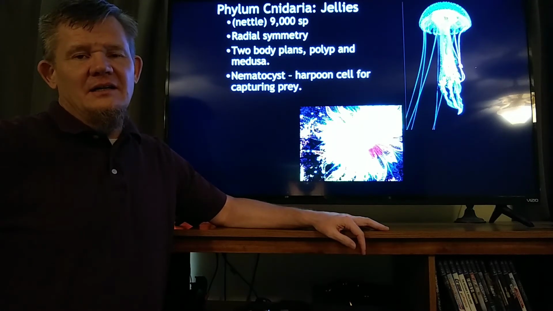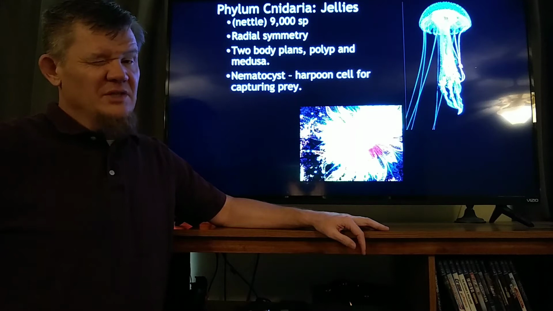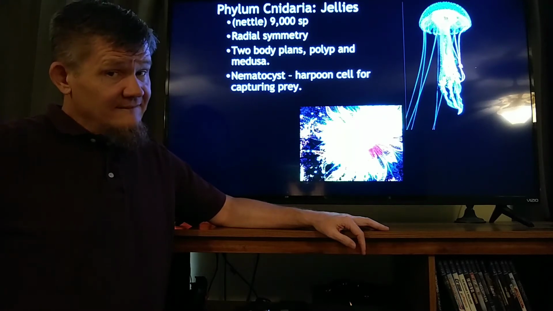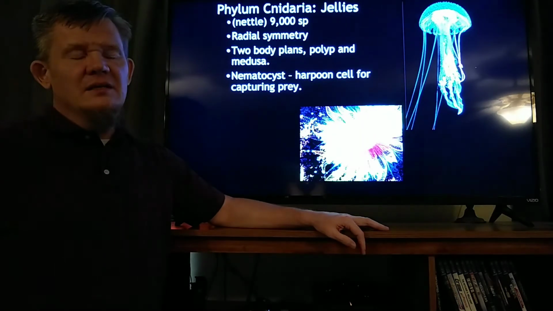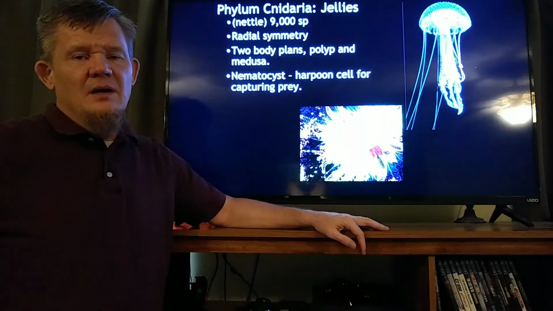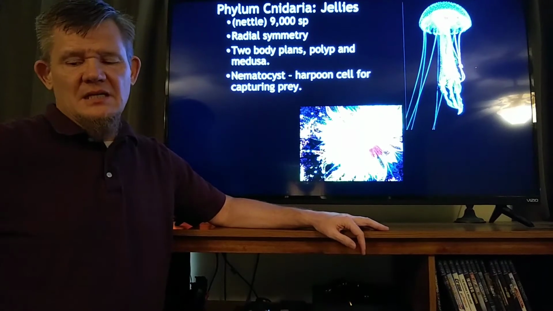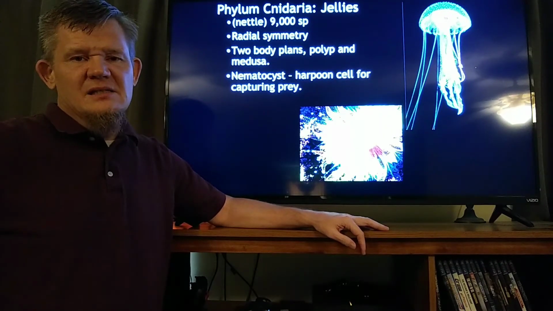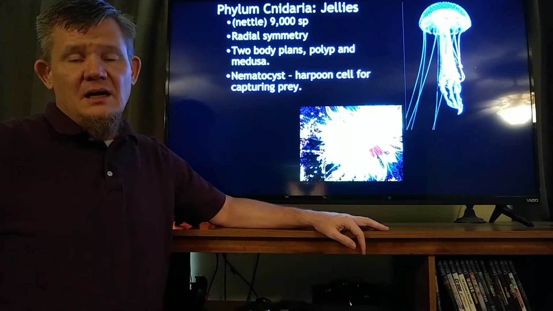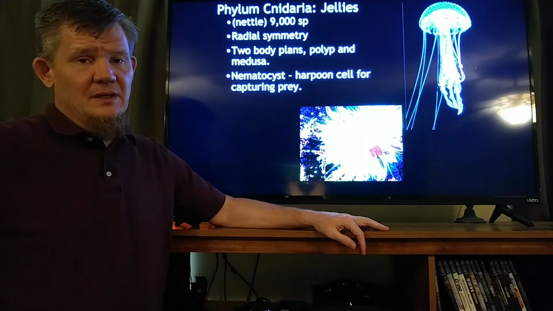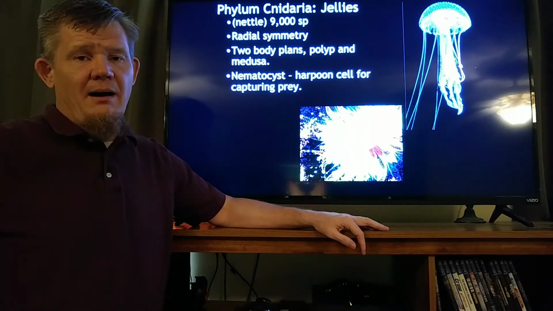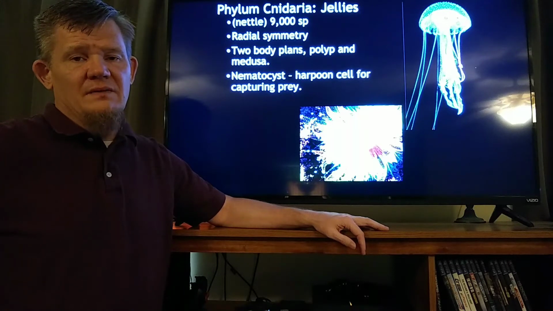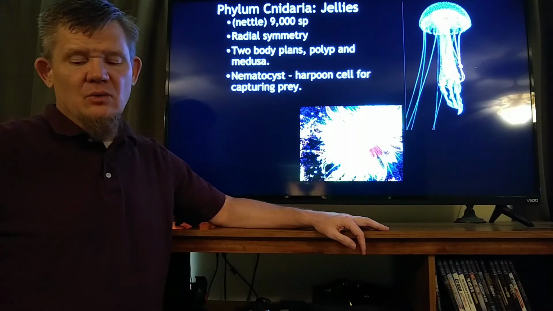So jellies, we don't call them jellyfish because they're not fish. The name comes from Cnidaria, from stinging nettles. There are about 9,000 species, give or take, of jellies. They've got radial symmetry, which means they have the symmetry of a pie. There are several different ways to cut them in half to end up with equal halves.